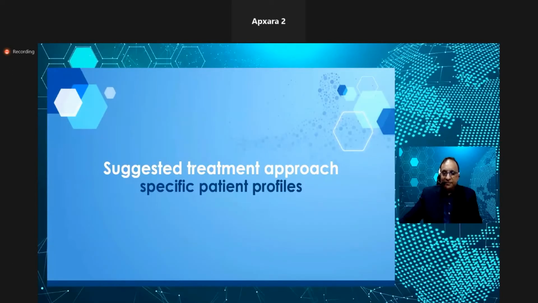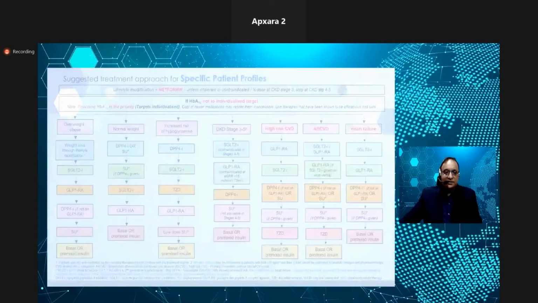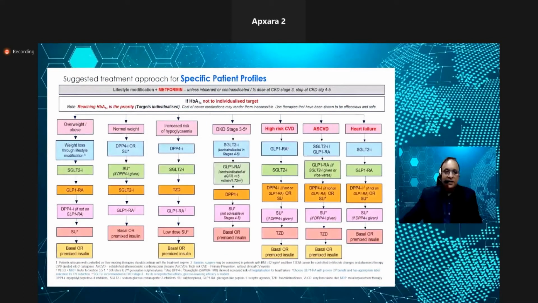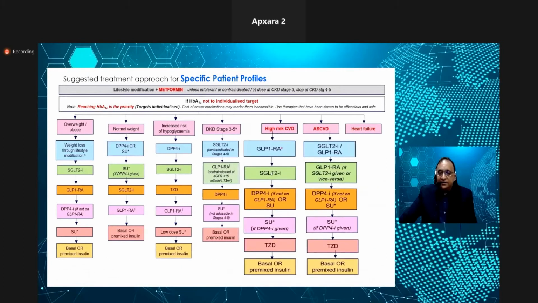So specific patient profiles are important. If you look at our CPG, we have these algorithms which help guide the practitioner. Looking at the profile of your patient, you can choose which algorithm, which flow, you want to go down. We're focusing on the right side of the screen, where we are looking at high CVD risk, ASCVD, atherosclerotic CVD, and heart failure. So these patients.